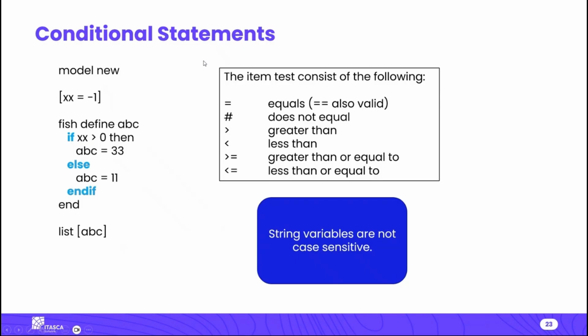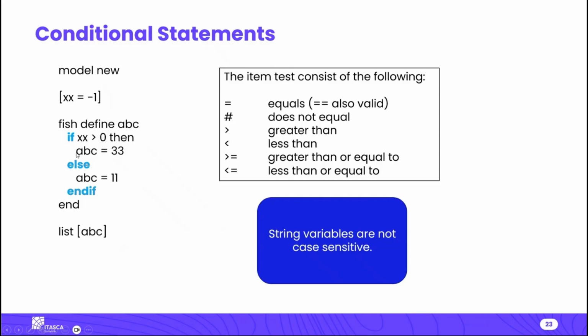So the if statements look like this. If you've used any other programming, you will be familiar with if statements. So I have a fish function. I can check something. If x is greater than 0, then do something, else do something else, end if. This is the syntax. You say if, you say else, you say end if. There's also an else if you want to have multiple conditions here.